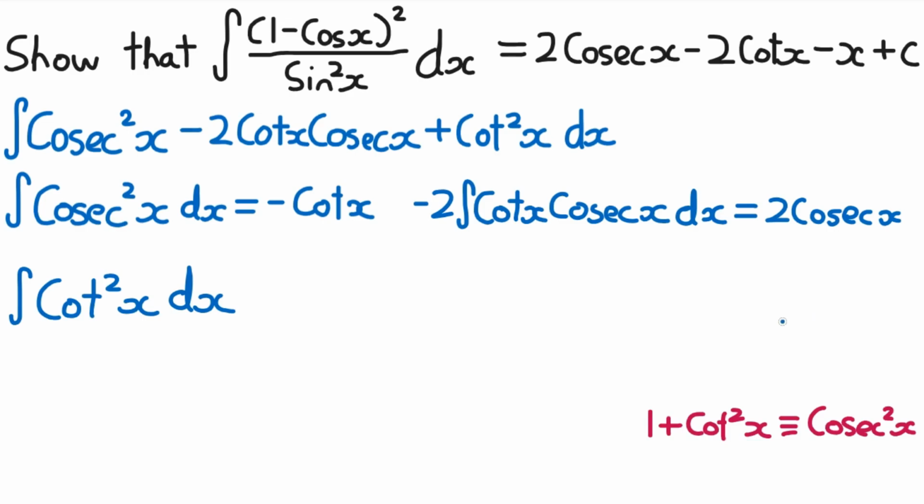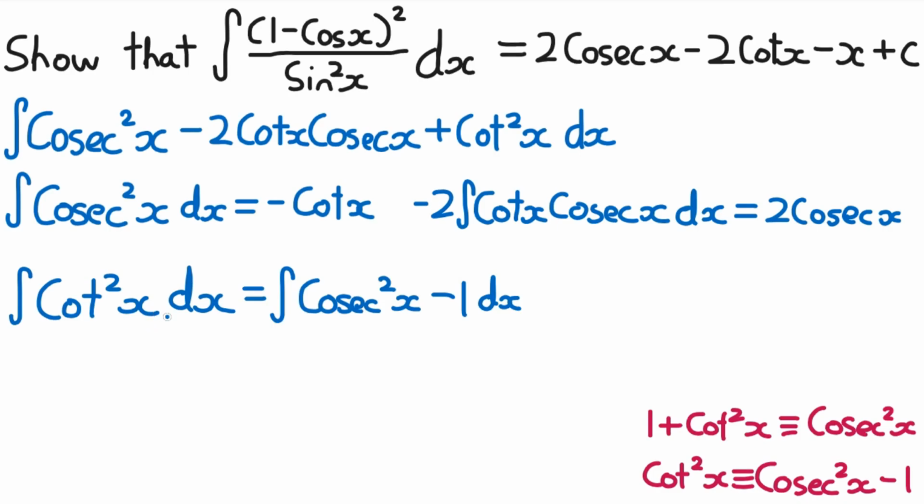So if we move this 1 onto the other side, we get that cot squared of x is equivalent to cosec squared of x minus 1, and then we can sub this in for cot squared of x, so it becomes the integral of cosec squared of x minus 1, and we can integrate this easily, because we've already talked about the fact that when you integrate cosec squared of x, it becomes minus cot x, and then minus 1 integrated is just minus x.